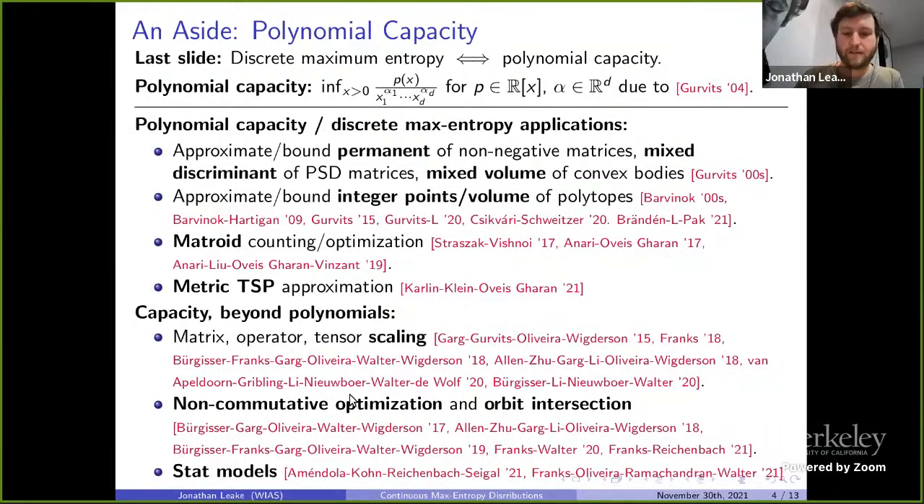And also this framework of non-commutative optimization is very related to a certain generalization of capacity, and also to statistical models, which we'll see, I think, at the end of the day today, at least one talk about that. Okay, so the point here is that these discrete max entropy problems have a lot of connections, a lot of applications, a lot of things known. There's even generalizations that can do a lot of things.